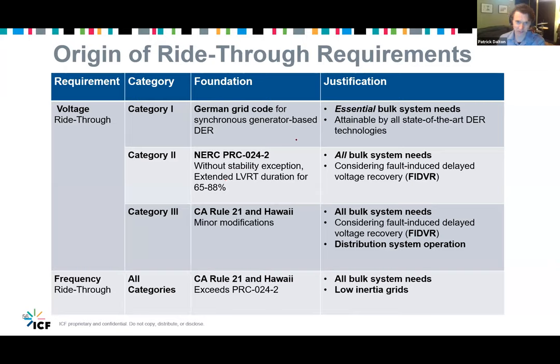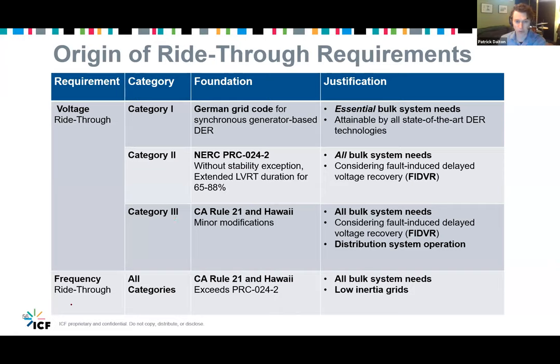Category two is based off NERC PRC 24-2, which is the NERC voltage and frequency tripping requirements and ride through. And that really meets all bulk system needs then, including this fault-induced delayed voltage recovery that we'll talk a little bit about. Category three goes even further. It encompasses all of the NERC PRC 24 needs, but then it also starts to consider distribution system operations and potentially improving power quality in distribution through these types of events. So it goes a little bit further.